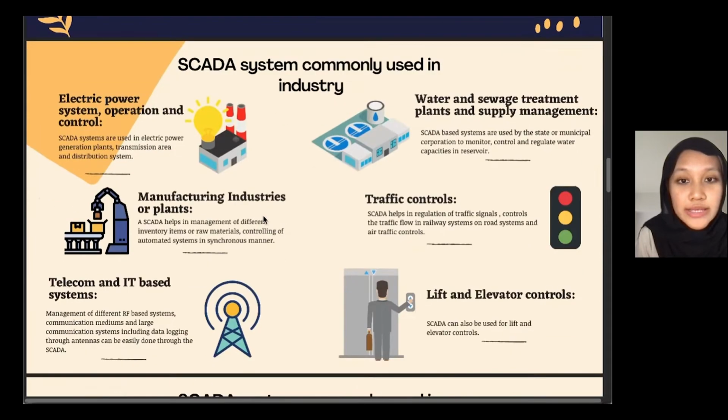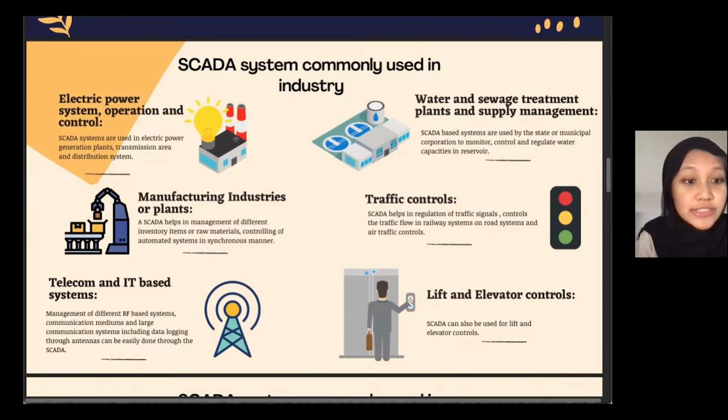Okay, for applications of SCADA. SCADA is widely used in different areas for chemical, gas, water, communication, and power systems. The list of applications of SCADA can be listed as follows, as I show in this slide. The first one is electric power system operation and control.